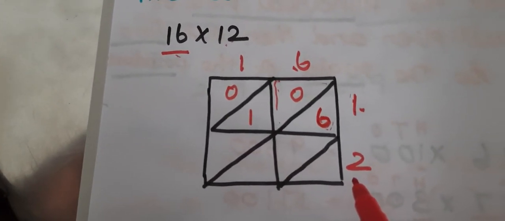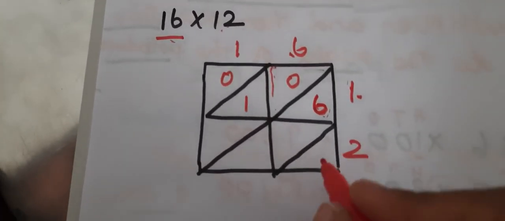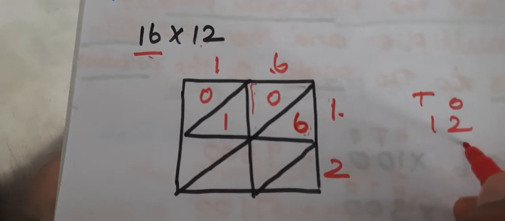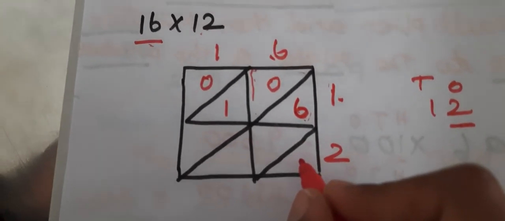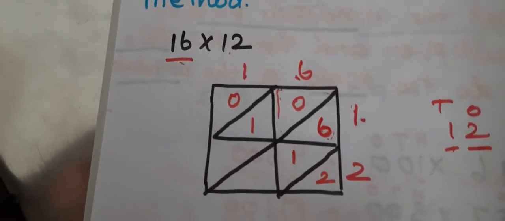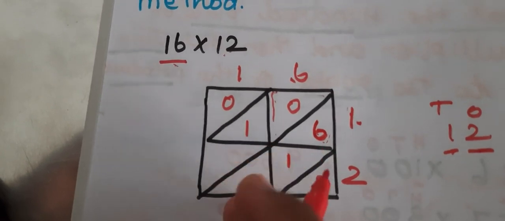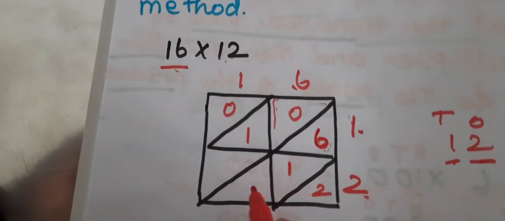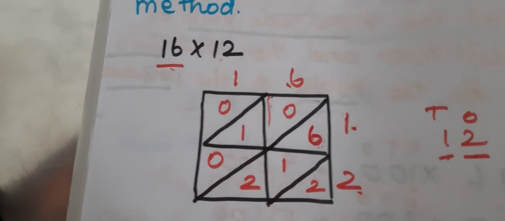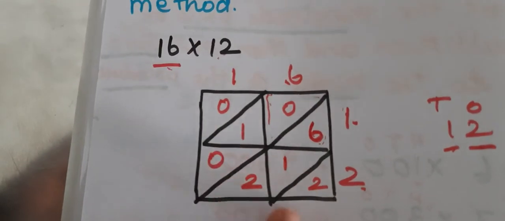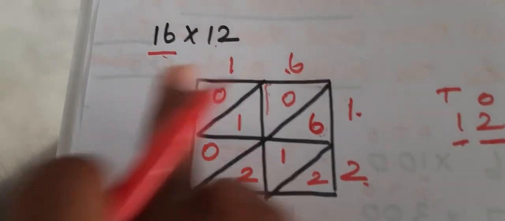Next one, 6 into 2 is 12. So 12 is a 2 digit number. Whatever number is in the ones place, that number we have to write down, and the tens place number you have to write in the next box, the next half box. Okay, 1 into 2 is 2, so 0. This is the way you write the numbers inside the boxes. Do you have any doubts?